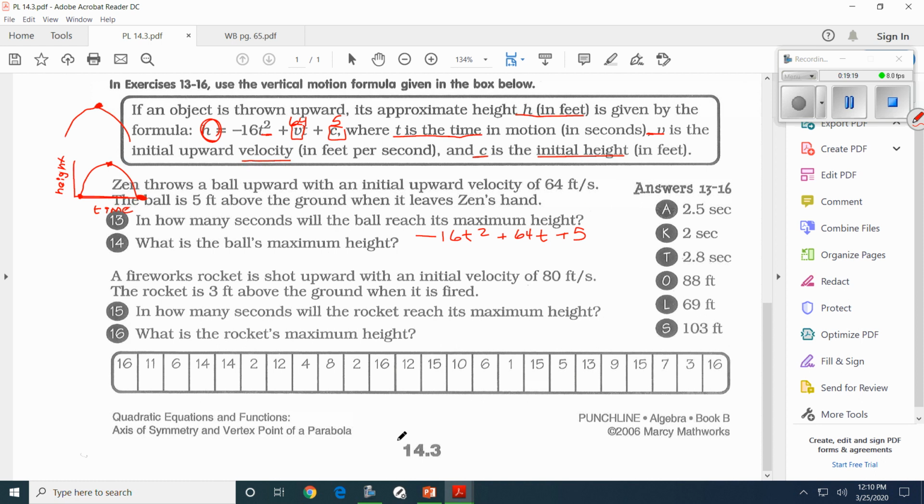Now you can use your -b over 2a to find your axis of symmetry. Once you find your axis of symmetry, you can plug it back in to find your vertex. And that height, that y, is going to tell you how high it is, whatever the height here is on the y. So that leads you through the process. So use what you've learned to try those and then check it on your key. And good luck with quadratics.